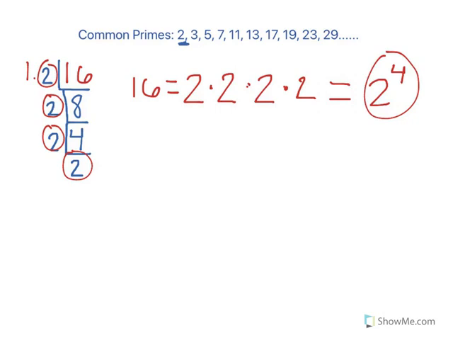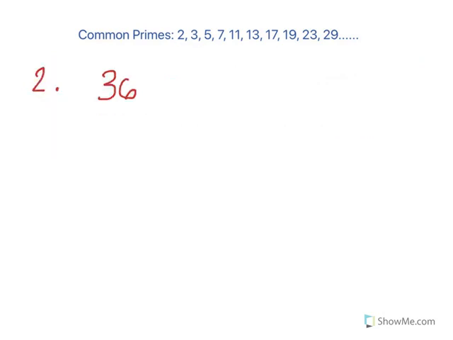Let's try another example. All right, let's find the prime factors of the number 36. So draw your upside down division, and you look at your lowest prime. My lowest prime is 2. Is 2 a factor of 36? Yes, it is. 36 divided by 2 is 18. Okay, 18 is composite, so let's keep going. Can 18 be divided by 2? Yes. 18 divided by 2 is 9.